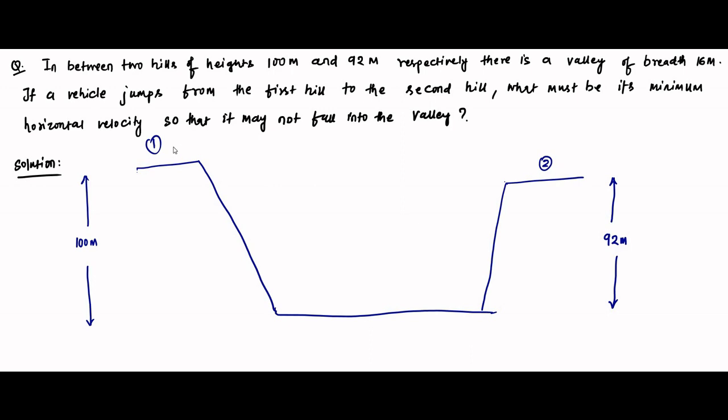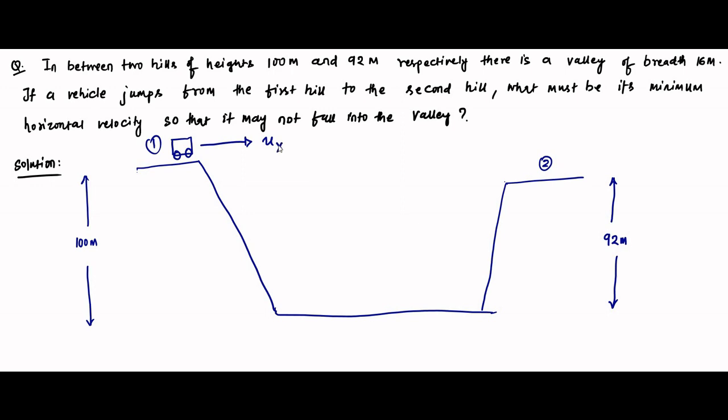So as you can see, the second hill is of lower height than the first. A vehicle is trying to jump from one hill to the other. Well, it's a stupid idea, but still in the question it is given, so we'll follow it. So the vehicle is trying to jump from the first hill to the second hill with a horizontal velocity, which we'll call ux.